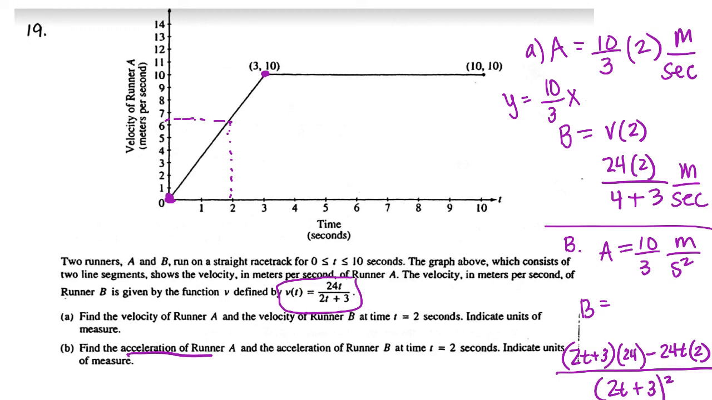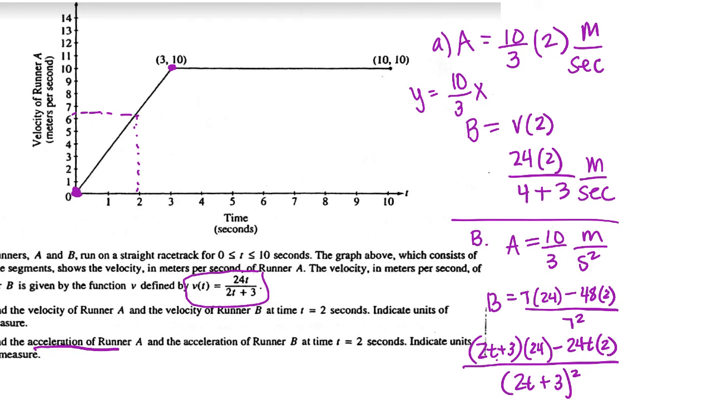And you can even do some of this in your head. If I plug in a 2, that's going to give me 4 plus 3, so 7 times 24, and I sure wouldn't multiply that out. Minus, well, that's 48 times 2, and again, I would not. And that's all over, if I plug in a 2, 7 squared. This part right here, and don't box anything in, but that quotient there is plenty to get full credit. Now, of course, you do need to attach your units, and me being out of room, it's kind of a pain to do. Let's see if I can scoot it over. So it's going to be meters per second squared.